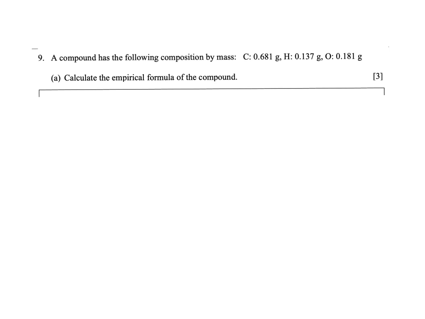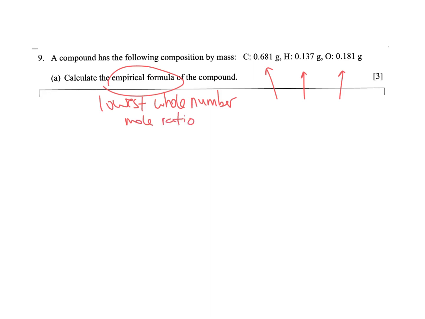Compound has the following composition by mass. Okay, there's the various masses. We're given masses, so to find the empirical formula, remember that's the lowest whole number mole ratio among the constituent atoms or elements. So we want to get that. So we have to convert to moles. The key is it's a mole ratio. It's not a mass ratio.